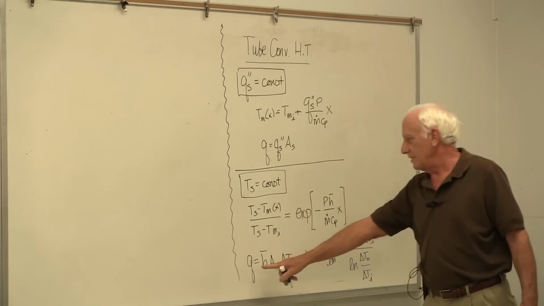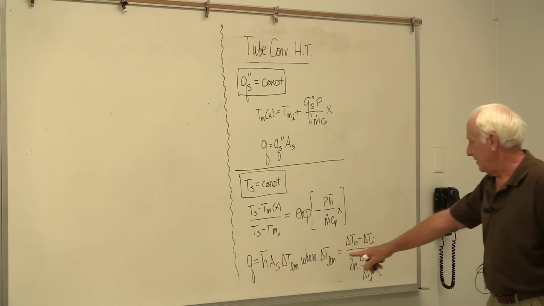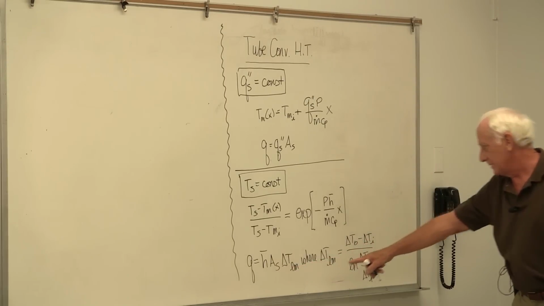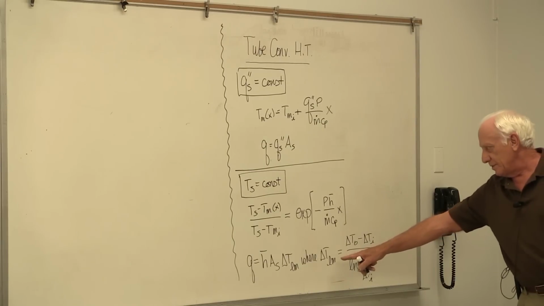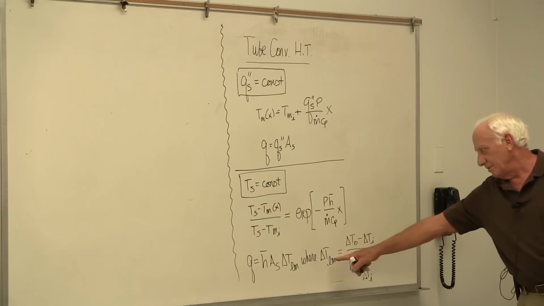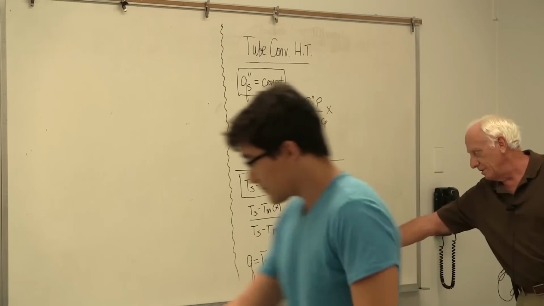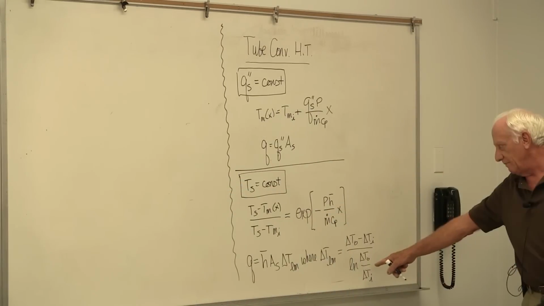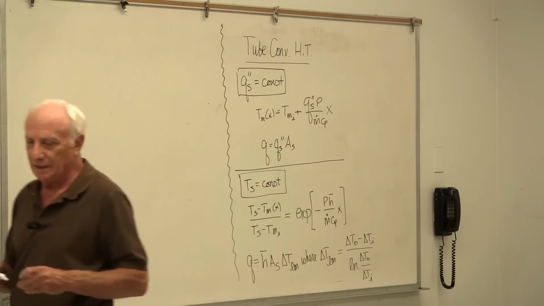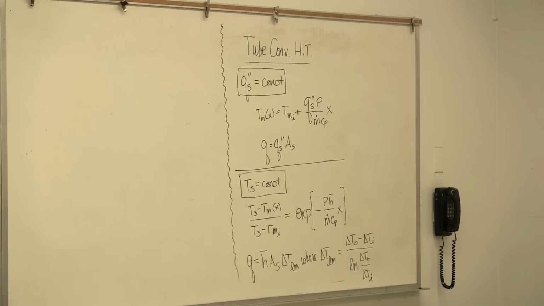Then we got the heat transfer Q and something we defined as delta T log mean. That's called the logarithmic mean temperature difference, and here's how we defined it. We drew a picture on the board last time so you know what delta T out and delta T in are. So that's where we ended up last time.